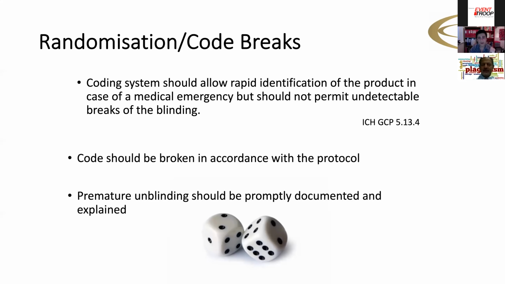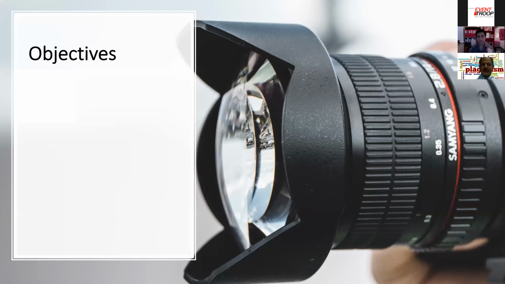Okay. If you do any premature unblinding, or by mistake you open the blind, you must promptly document this and explain why you did this, because the sponsor would need to know why, because this starts introducing bias into the clinical trial. And again, that is stated directly from ICH GCP.